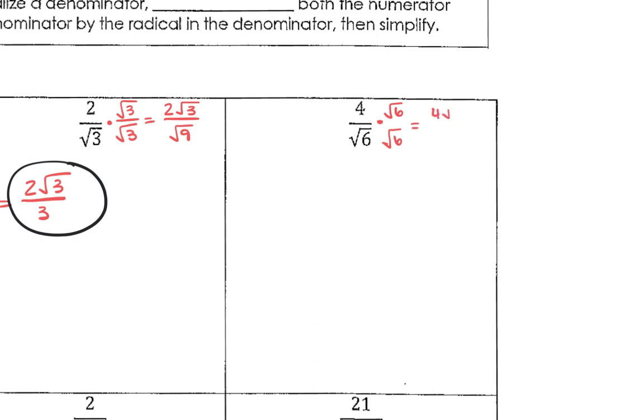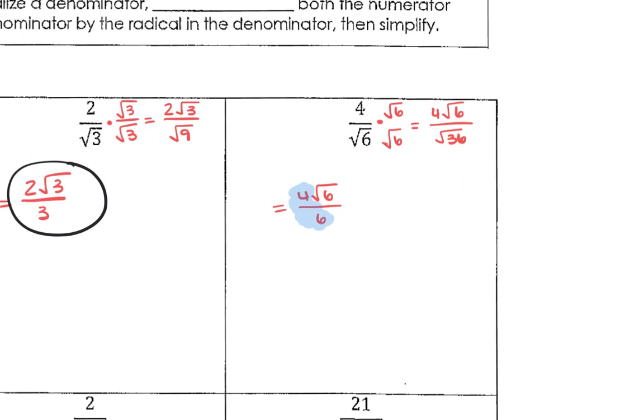All right, so we get 4 radical 6. And then radical 6 times radical 6 is radical 36. Go ahead and simplify. Our numerator cannot simplify, so it stays 4 radical 6. However, our denominator does simplify down to the square root of 36. The square root is 6. So see here what I mean.